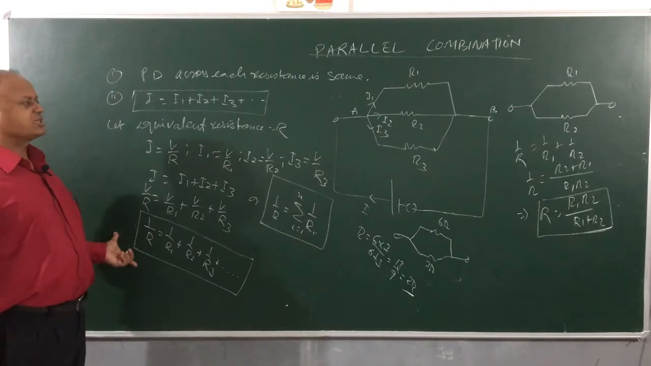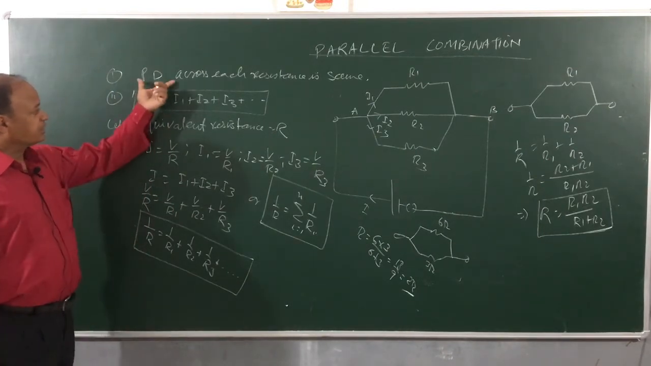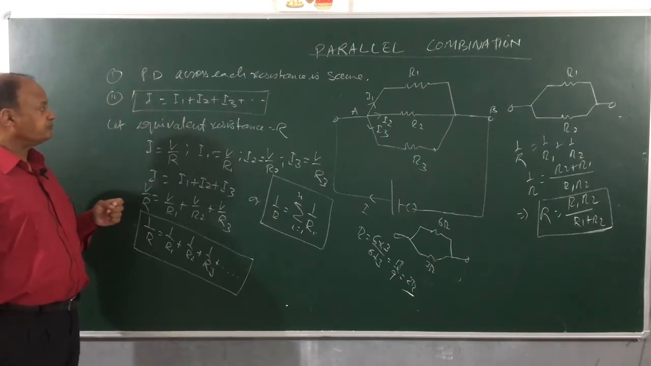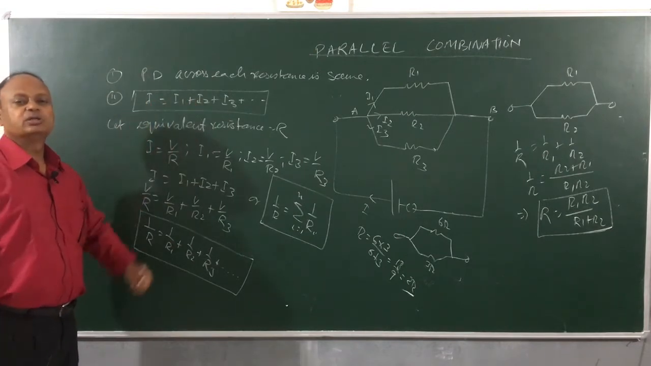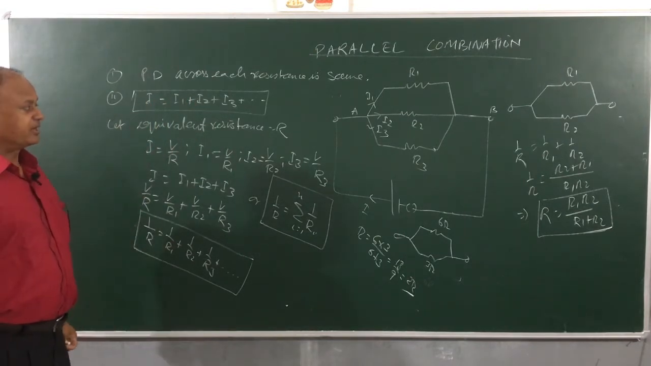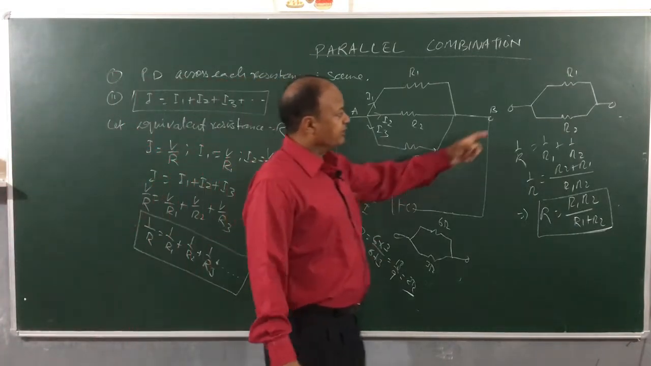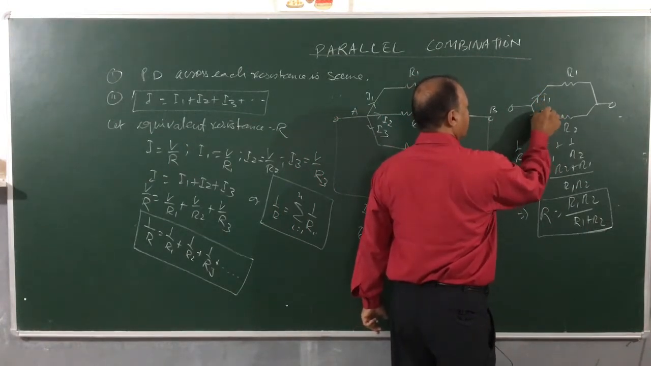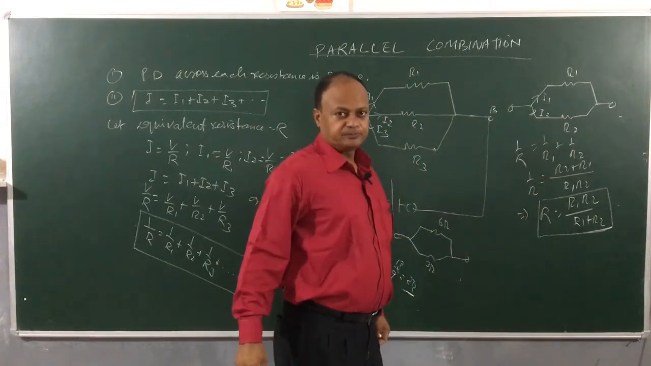So, here we discussed parallel combination of resistances, and we learnt that potential difference across all the resistances will be same, and sum of currents flowing through individual resistances will be equal to the current supplied by the battery. And one very important thing, suppose here current is I1 and current here is I2, potential difference is what? Same. Okay.